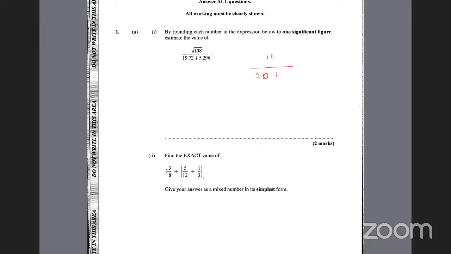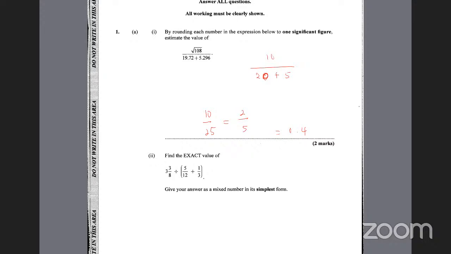That's the problem. When I write it on the paper, not all the numbers will show up properly. And then 5.296 to one significant figure is 5. So that's 10 over 25. If you simplify that, that'll be 2 over 5, or you could write it as 0.4. So that's kind of what they wanted.